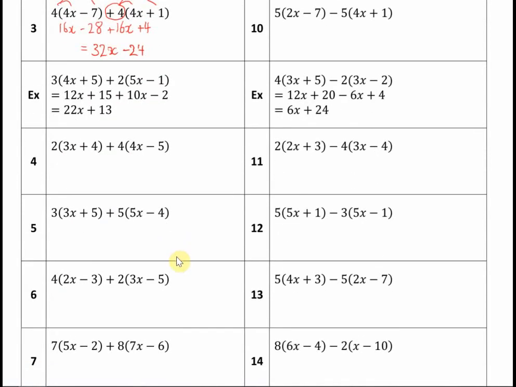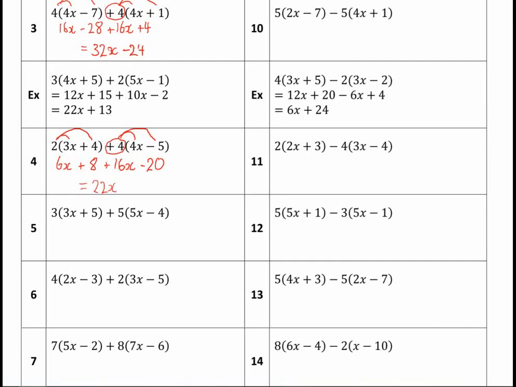Okay, on this second variety, we're going to carry on by doing exactly the same thing, and I'll let you know when it becomes slightly different to the ones above. So 2 lots of 3x is 6x, 2 lots of 4 are 8, all positive so far. Positive 4 times 4x is positive 16x, but positive 4 times negative 5 is negative 20x. Oh, sorry, no, just negative 20. Okay, and then when we collect together like terms, we've got 22x.